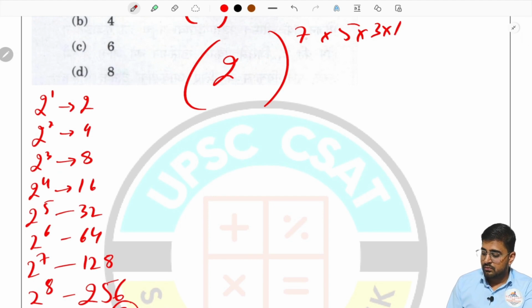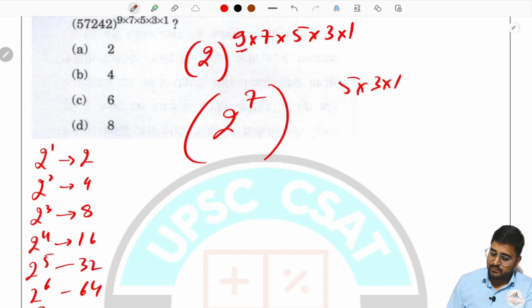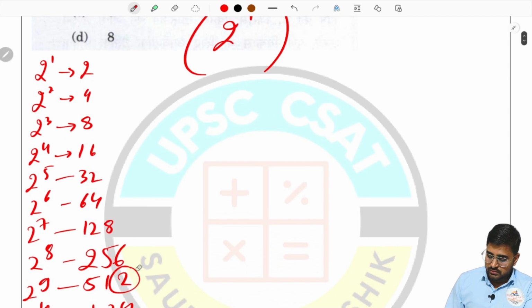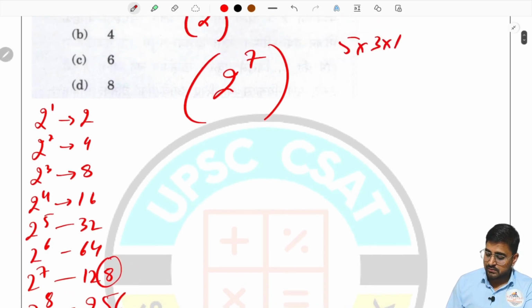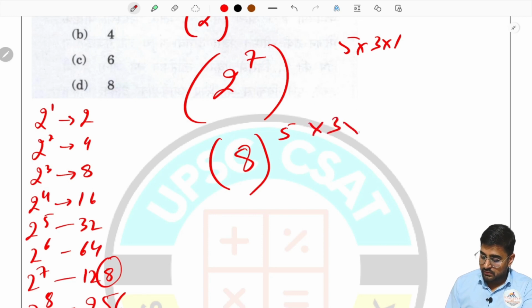Now take this 7 here. I can write it because it is in multiplication. What is 2 to the power 7? 128. Take the last digit, 8. Very well. Now it is 5, 3, 1 only.